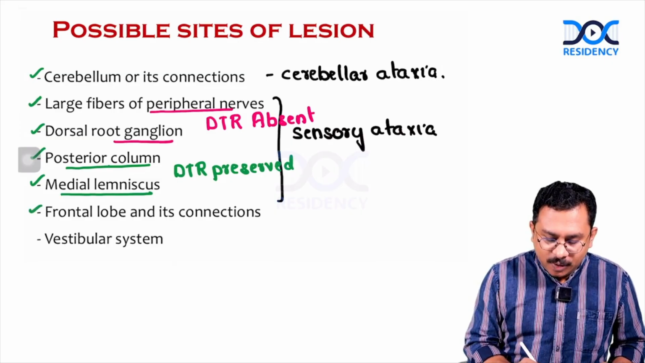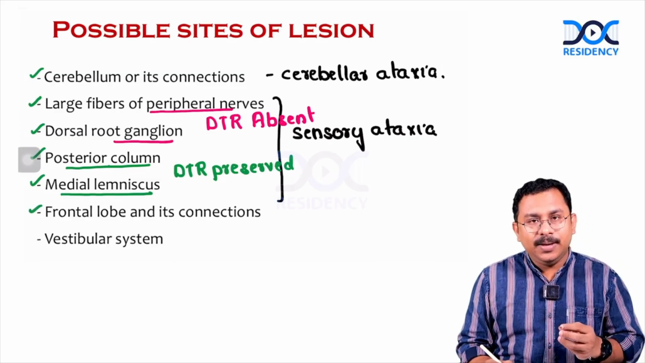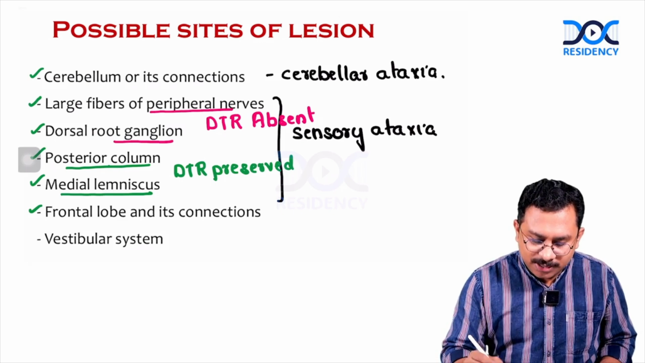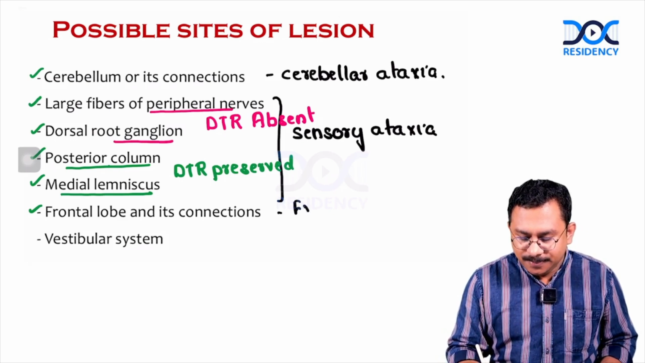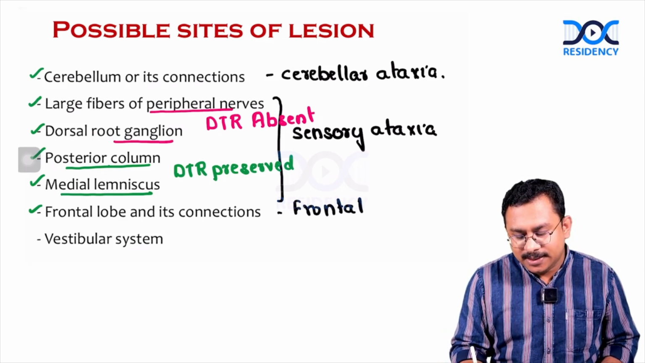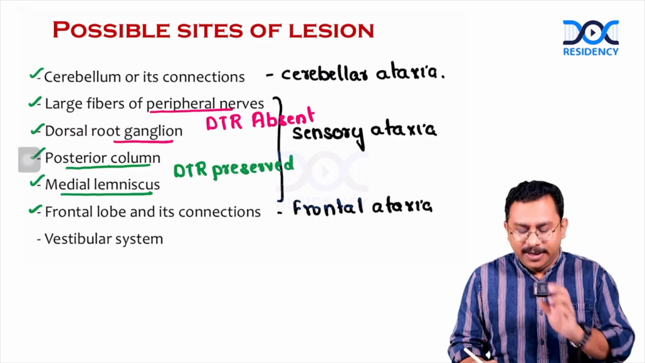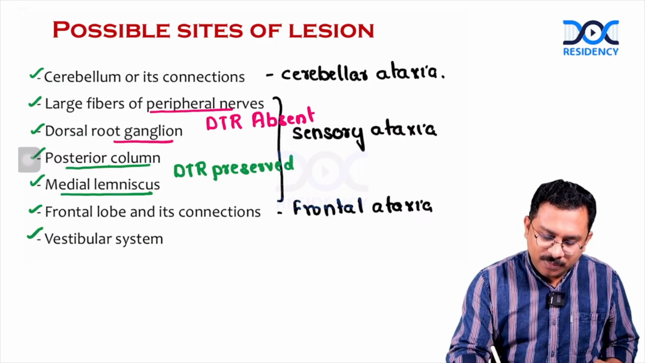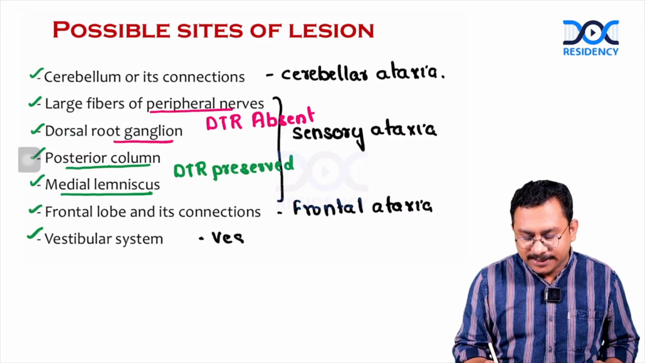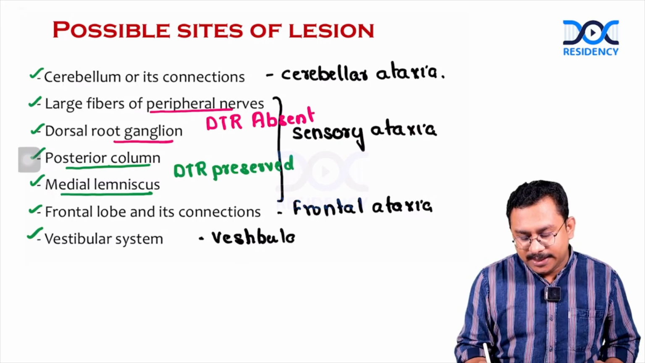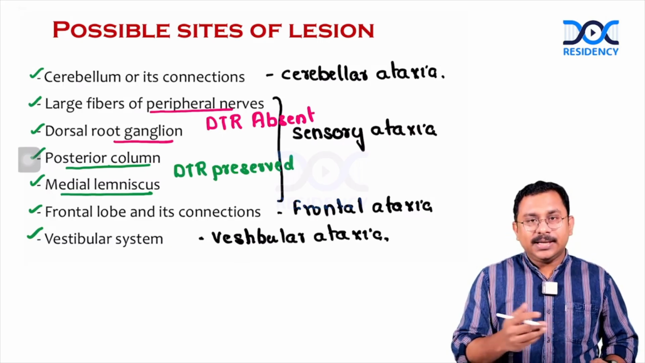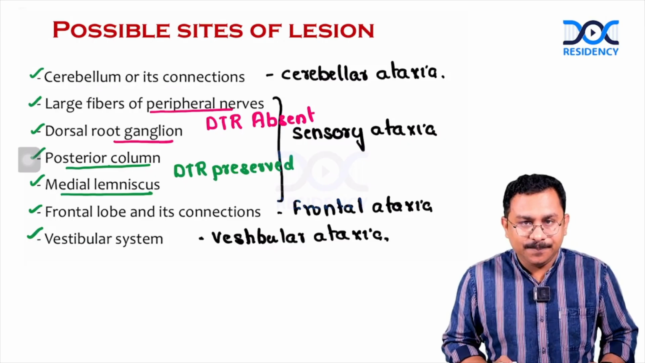Then the frontal lobe and its connections may be affected. That is what is called frontal ataxia, especially when there is a lesion involving the frontopontocerebellar fibers. And you can have the vestibular system being affected, which would result in a vestibular ataxia, and this is usually accompanied by vestibular symptoms. So these are the possible sites of lesion.